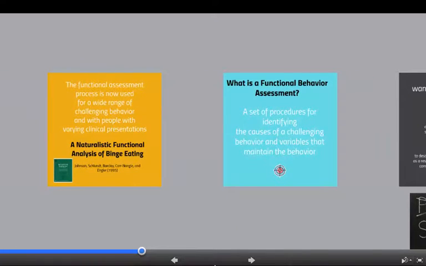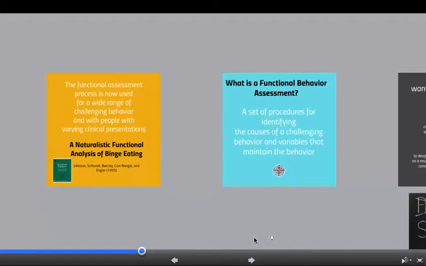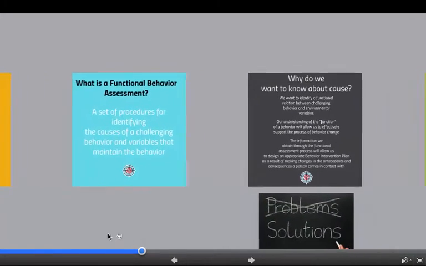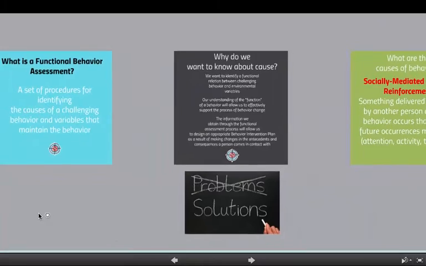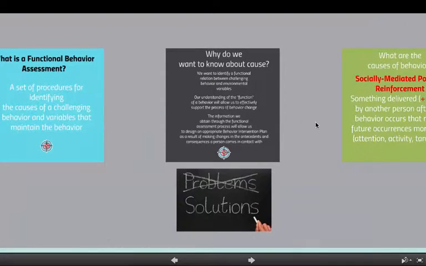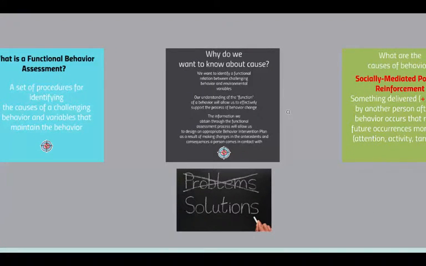So quite simply, what is a functional behavior assessment? Well, it's a set of procedures for identifying the causes of challenging behavior and the variables that maintain the behavior. That's what a functional behavior assessment is. It's critically important, as I mentioned, that we understand what the causes of behavior are. Why do we want to do that?